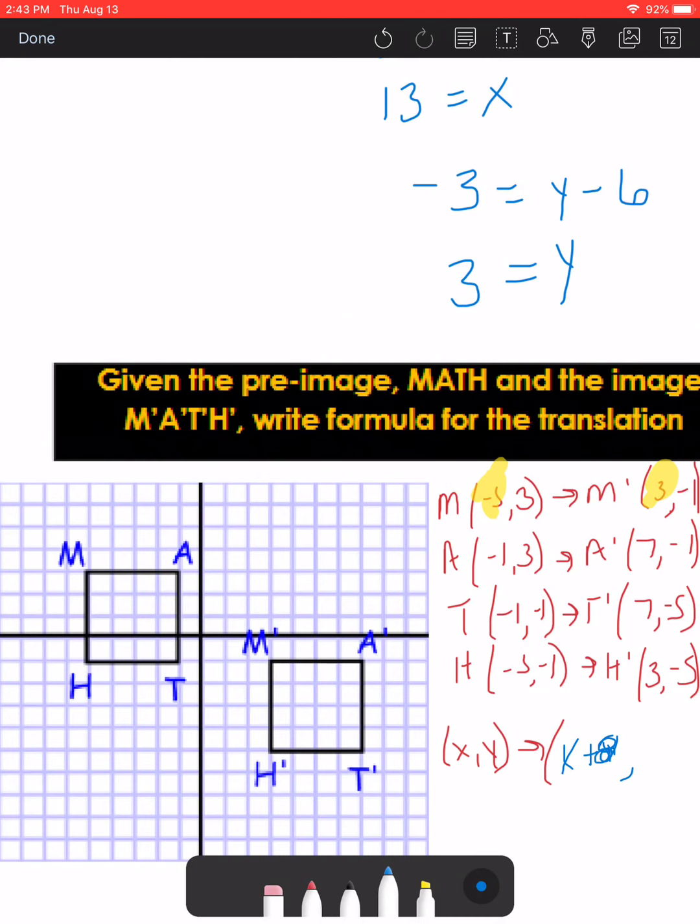Now let's consider my y's. Following the same logic, going from M to M prime, I'm starting at 3 and ending at -1. If I subtracted 4 from 3, I would get -1. So let's see if that rule holds true for the rest. In the A point, 3 minus 4 is -1. Same thing with T, -1 minus 4 is -5. Therefore, what we can see here is that y minus 4 is the y portion of the rule for the image.